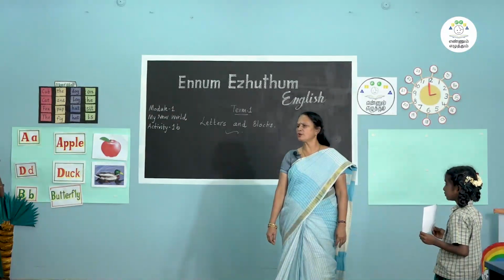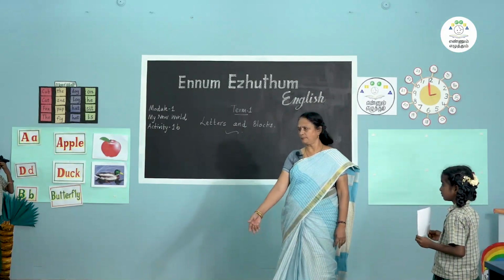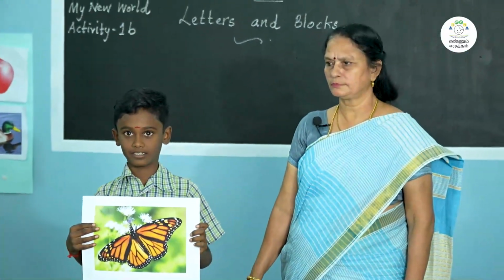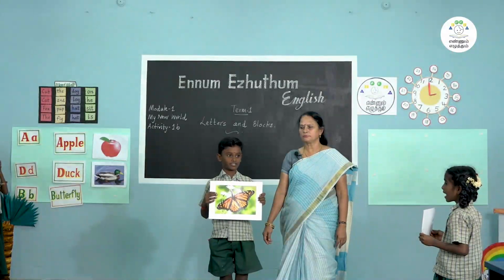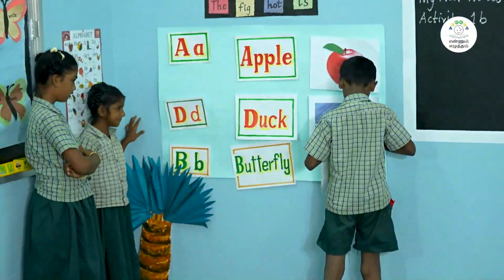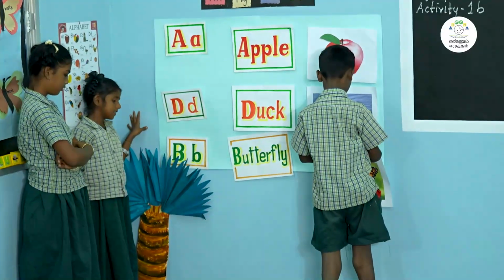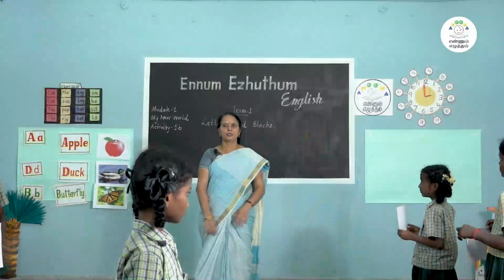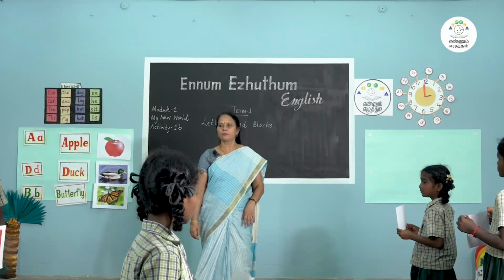Who has the image of the butterfly? Come. Show it to the class. Butterfly. Butterfly. Once more. Butterfly. Go and fix it. Very good. Now let us continue the game. Music, please.